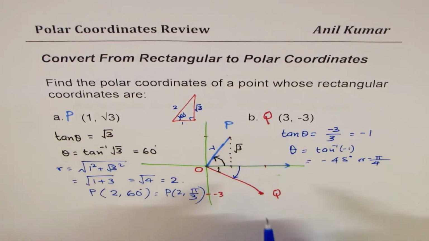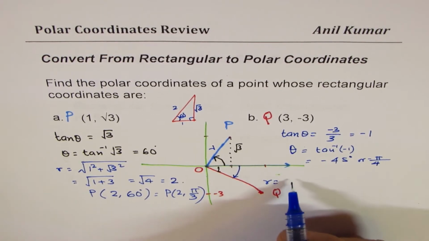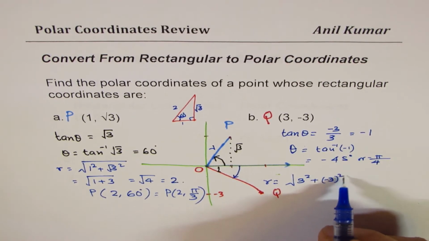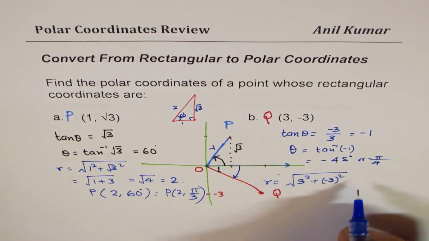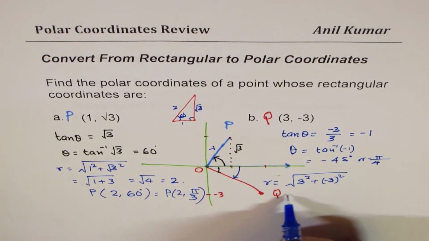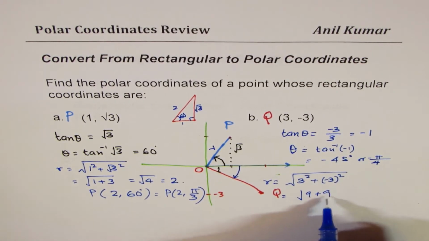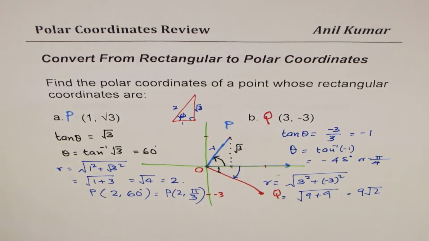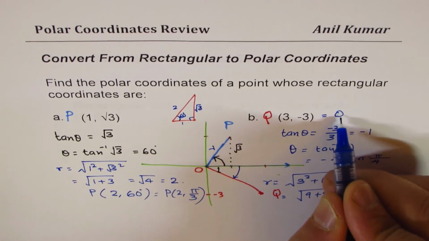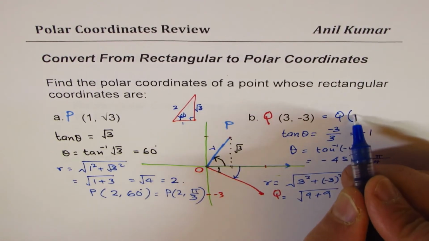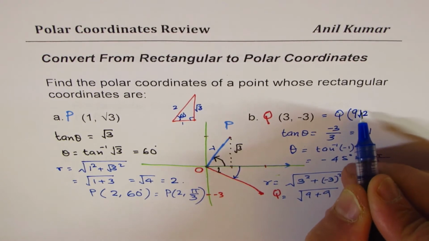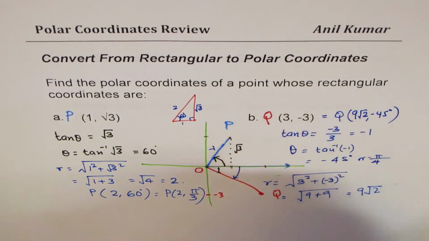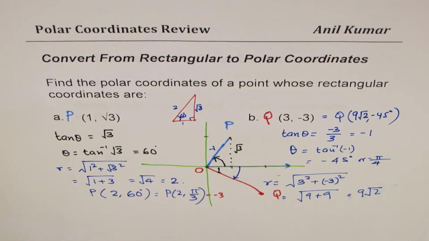Now we need to find r. To find the value of r, we take the square root of 3 squared plus 3 squared, which gives us the square root of 9 plus 9, which is 18, which is 3 square root 2. Correct? So that is how you get the value, and you can write this point Q in terms of r, which is 3 square root 2, and the angle minus 45 degrees. So that is how you could always change.